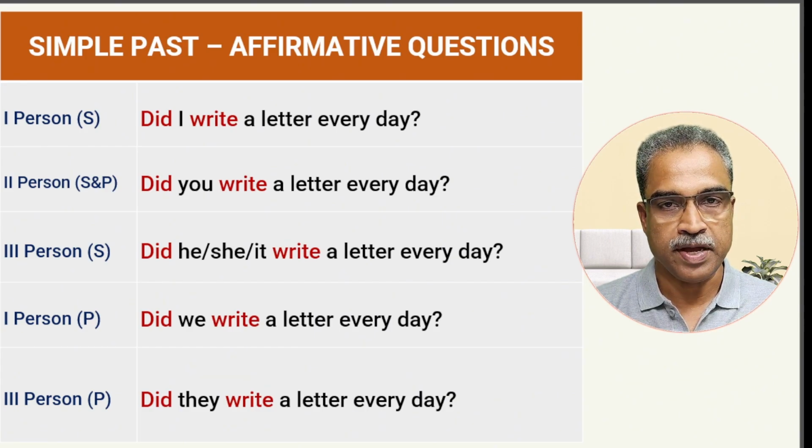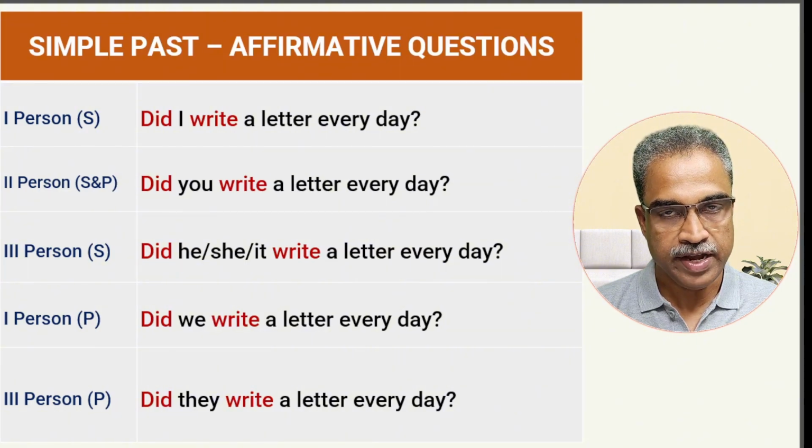So we follow the same pattern, but this is simple past tense, and the auxiliary verb is always going to be the V2 form of do. So that is did here. We already saw, I wrote a letter. I did not write a letter. And now here the question will be, did I write a letter? Did I write a letter every day?